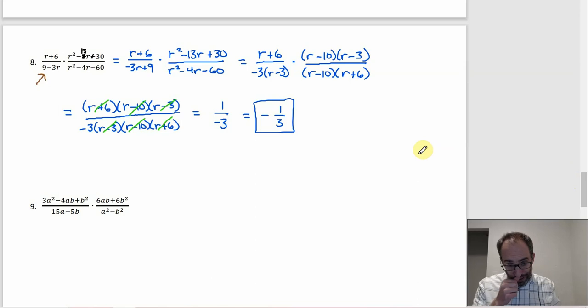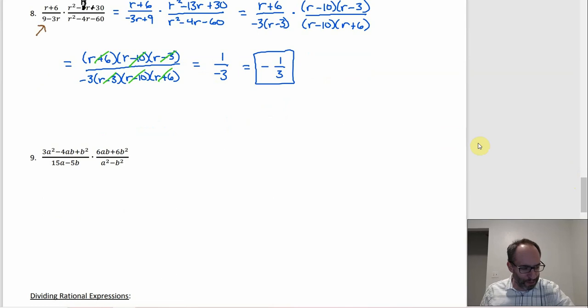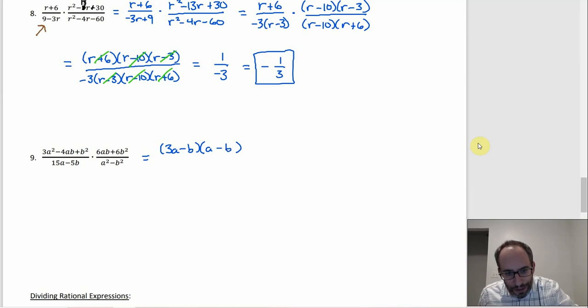Number 9 looks a little different because it's got two variables in it, because it's got a's and b's, but other than that, we're still kind of playing the same game. So let's see. That first numerator, we'd need a 3a and an a to get the 3a squared. But then we have to get a b squared, but with a negative middle term. So like the coefficients there, to get a b squared, they've either both got to be 1 or they both got to be negative 1. And since we're getting a negative middle term, they both got to be negative 1. So minus b, like so.